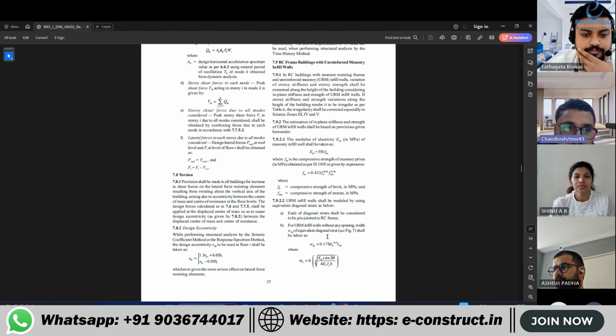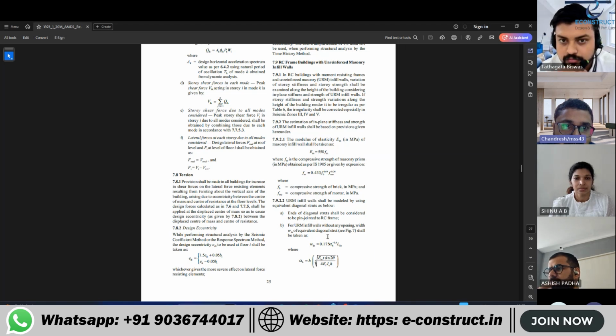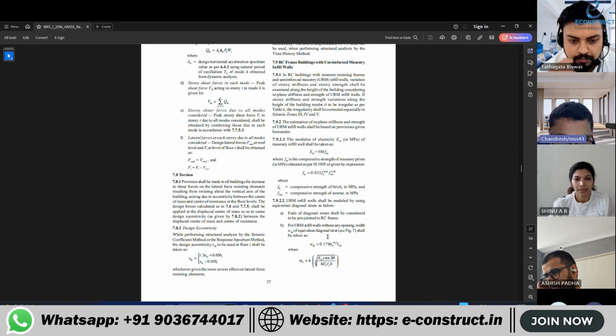Provisions shall be made in all buildings for increase in shear force on the lateral force resisting elements resulting from twisting about the vertical axis of the building, arising due to eccentricity between the center of mass and the center of resistance at the floor levels. The design force calculated as in 7.6 and 7.5.5 shall be applied at the displaced center of mass so as to cause the displaced center of mass and center of resistance.